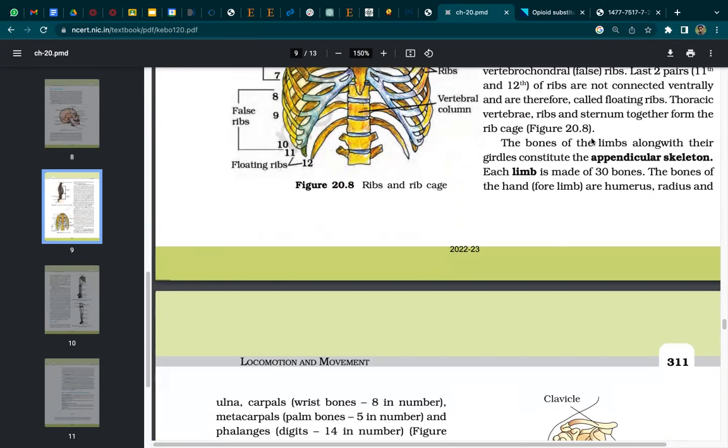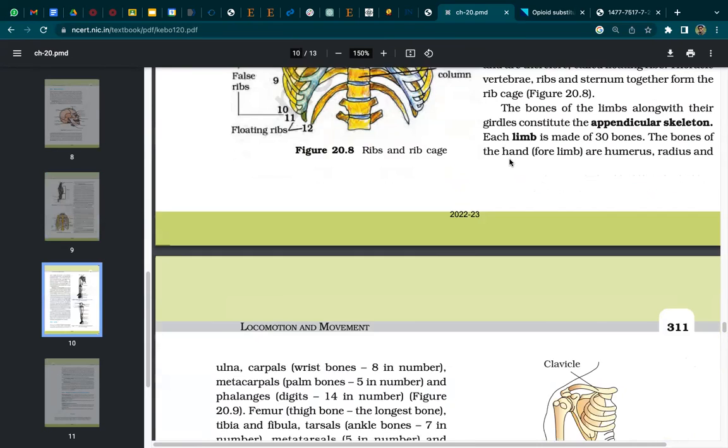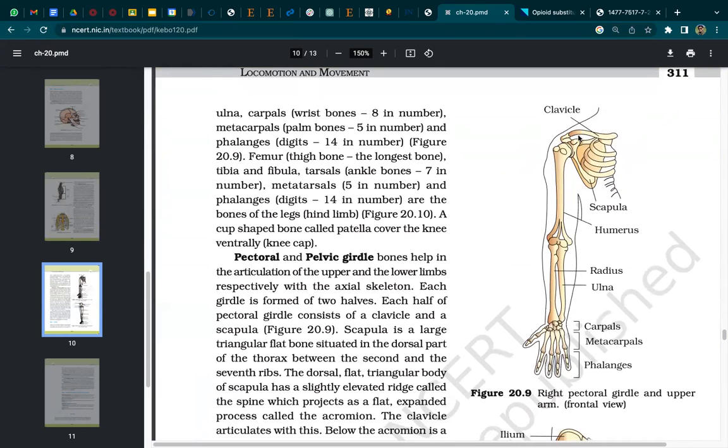Now, the bones of the limbs along with their girdle. So there are 2 girdles in our body. A shoulder girdle from where our hands originate, and a hip girdle from where our legs originate. Okay. So this is the shoulder girdle. So this is the shoulder bone called the clavicle.